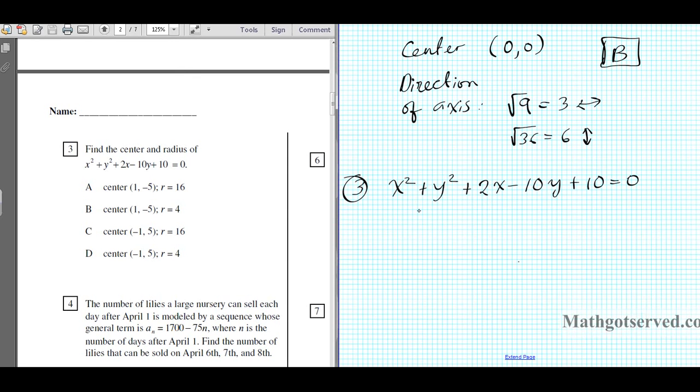All right, now this is clearly a circle because you have two squares with a plus between them and the coefficients are both identical for the squares, so this is going to be a circle. All right, in order to find the center and the radius, we have to write this in standard form. This is the general form of the equation of a circle.